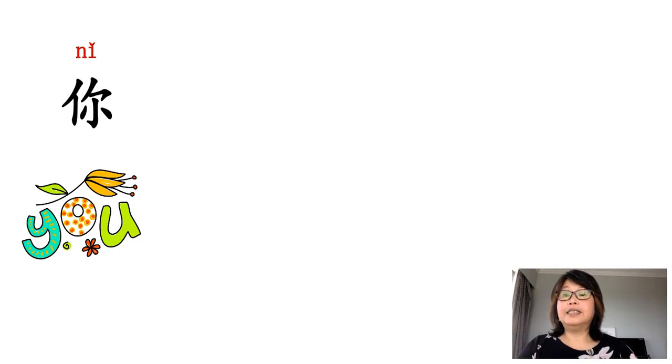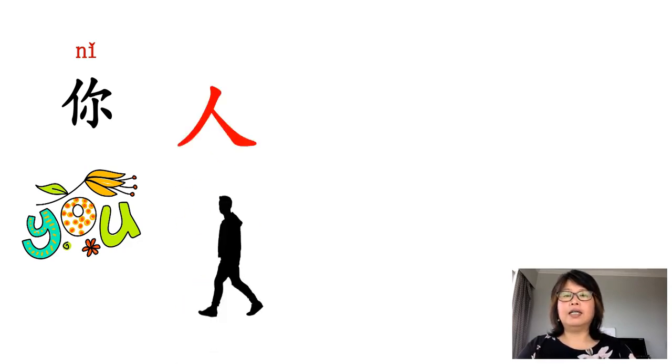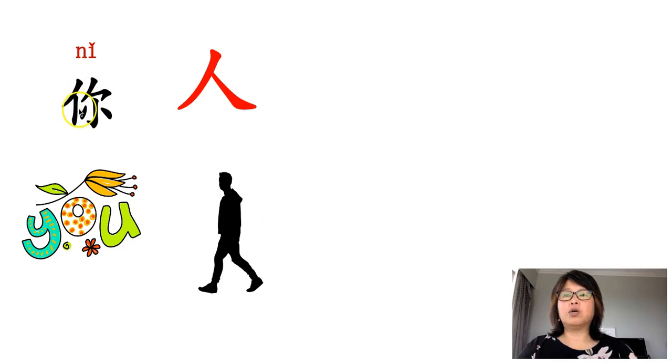First character, 你. So this character means you. We break this up on the left-hand side. So this stroke is like a person, but we make this stroke stand. So whenever you see this component, it indicates human being, people. So it always has something to do with human beings. So you, 你, you're a human being. So we use the person component.